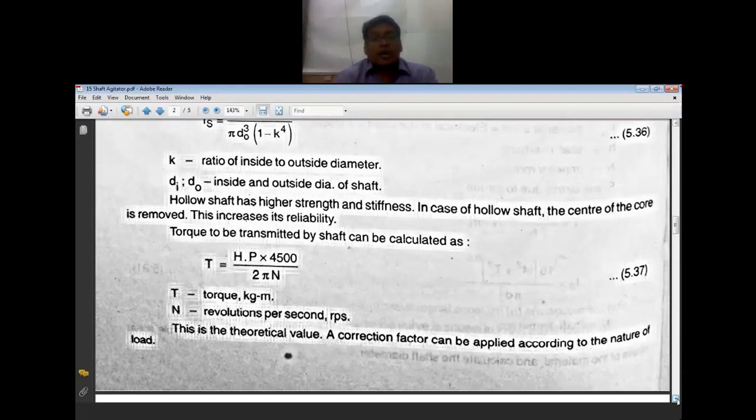Now the other way to calculate the torque, we have already considered the formula 9564 PS upon N, which has the units of Newton meter. Now there is also another formula: the torque to be transmitted by the shaft can be calculated in terms of horsepower, so HP into 4500 upon 2 pi N. This is in the units of kg meter and N is in RPS. So from here you can get the value of torque by considering the power and the speed of rotation.